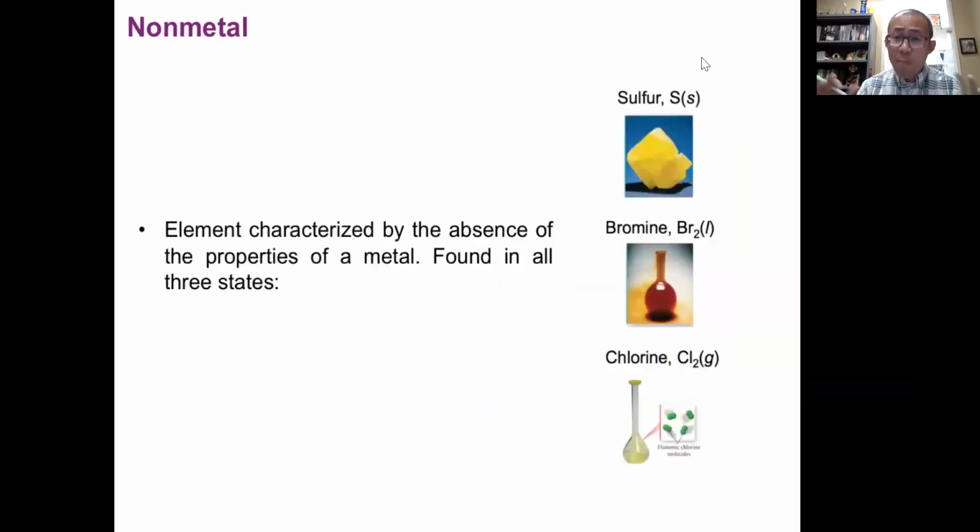On the other hand, non-metals don't have these properties. They are absent of the metal properties. So they can be liquid, solid, or gas. They don't take a certain shape. They don't conduct electricity or heat well. They're mostly brittle, not malleable, etc. So these are called non-metals, meaning they're not metals. Based on the physical properties of the elements, we classify our elements into two types. Again, there may be a third type along the line.